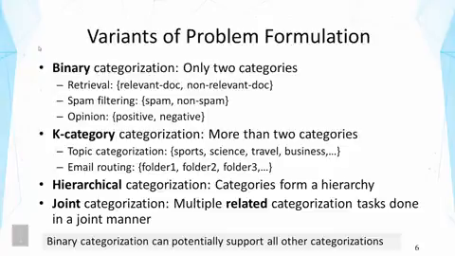Now, among all these, binary categorization is most fundamental. And partly it's because it's simple, and partly it's because it can actually be used to perform all the other categorization tasks. For example, K-category categorization task can be actually performed by using binary categorization. And basically, we can look at each category separately, and then the binary categorization problem is whether an object is in this category or not, meaning in other categories.